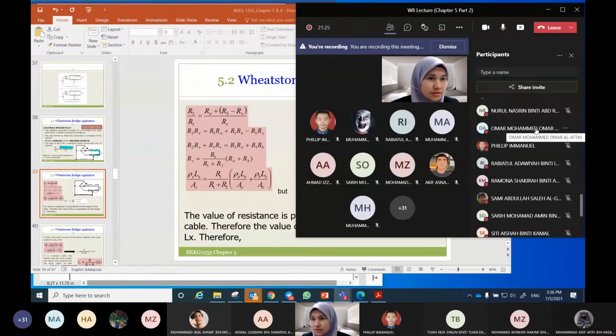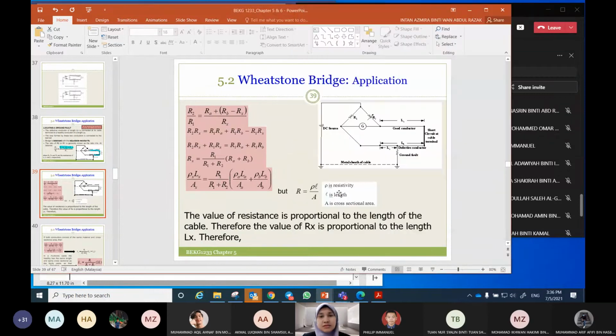Omar, Muhammad, Omar, Al-Atas. When R is increased, how about the length? Will increase. L will be increased also. Okay, that's right.